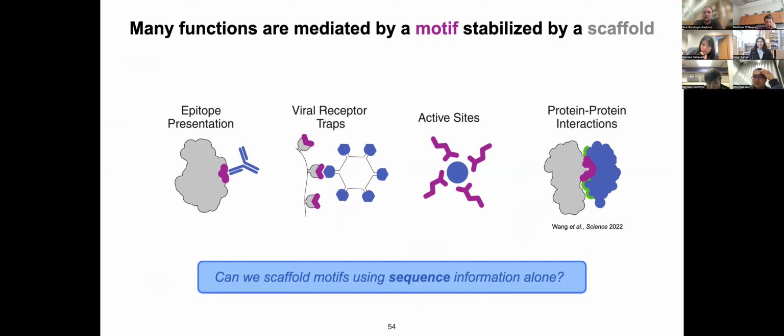I stole this from a paper of the Baker lab, but we know that functions like epitope presentation, receptor traps, active sites, or protein-protein interactions can be observed through these specific structural motifs that can be identified. And we wanted to ask, can we scaffold these motifs using just sequence by itself? Can we visually interpret where these might bind and use that information to generate new scaffolds?